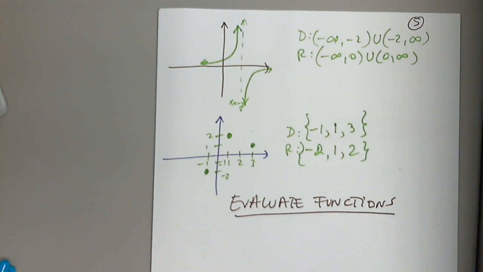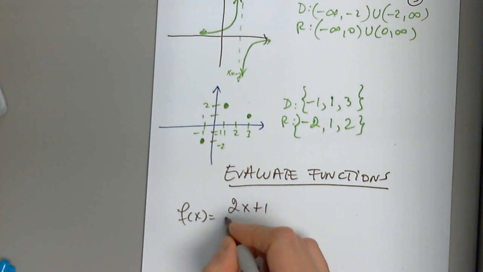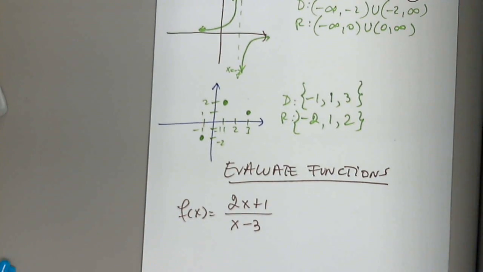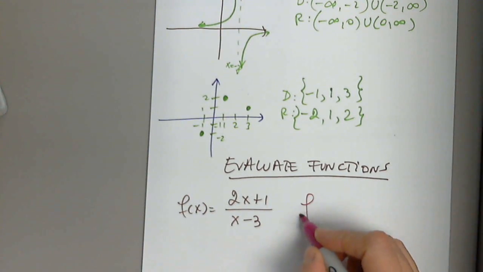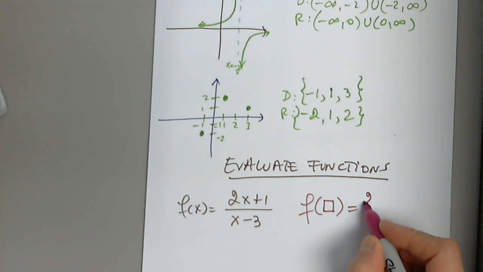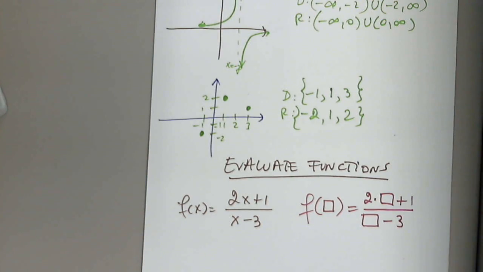This is another very important concept. Let's suppose you give me this function, 2x plus 1 over x minus 3, and you ask me, what do you see? This is what I see. I see the pattern. The function says this to me: f of whatever you want, whatever it is, has to follow the following pattern. 2 times whatever plus 1 over whatever minus 3.